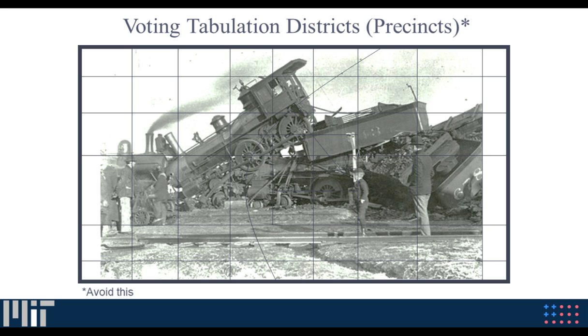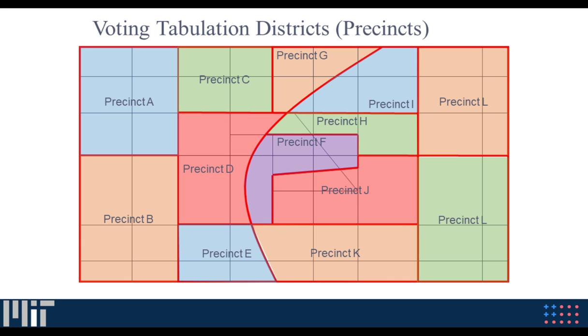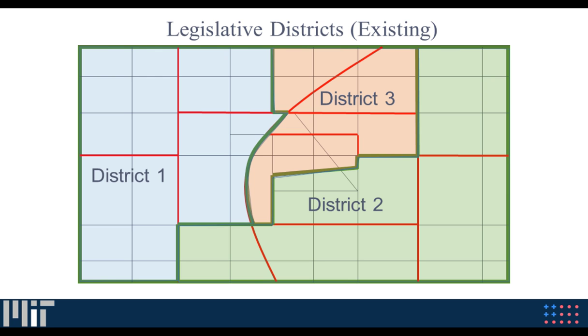And so this myth is one not of a train wreck, but of how things would go well if they in fact go well. That is to say, to return to the map, building from the voting tabulation districts, or the precincts, we can further accumulate them into legislative districts. And this toy example that I've developed on the screen has 3 districts.